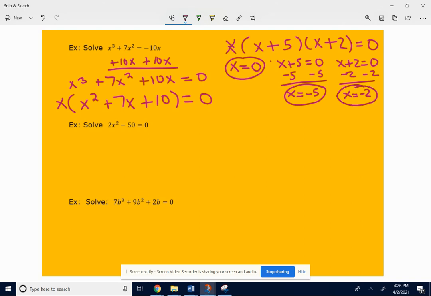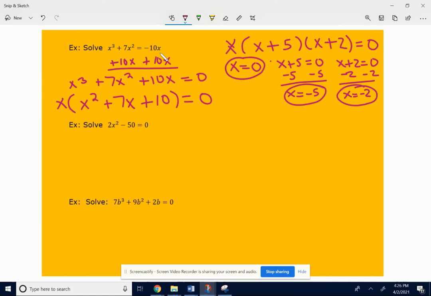Okay, x equals negative 2. There's 3 solutions to this problem. If I put 0 in for all of my x's, I will get a true statement. If I put negative 5 in for all 3 x's, I promise, true statement. Same with negative 2. Okay, we get 3 solutions to that one.